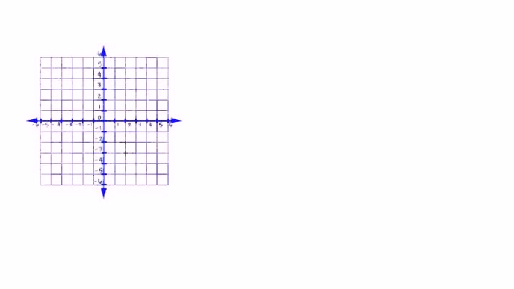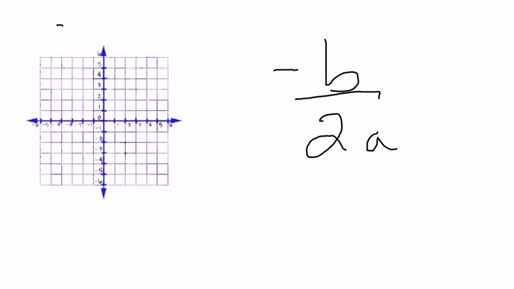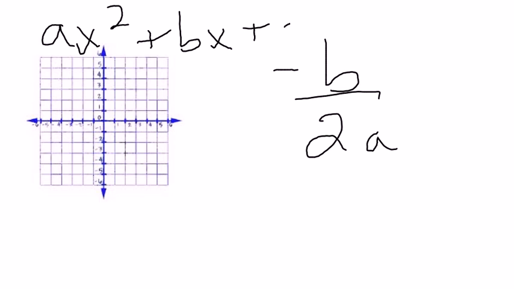Number 5, find the equation of the axis of symmetry. To find the axis of symmetry of any parabola, it's negative b over 2a, where a is the coefficient of x squared, b is the coefficient of x, and c is the constant, that is just a number by itself. So you have to have it in that form first. If it's in that form, then you're fine.